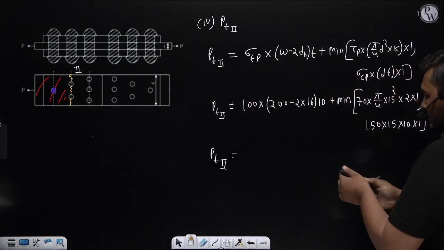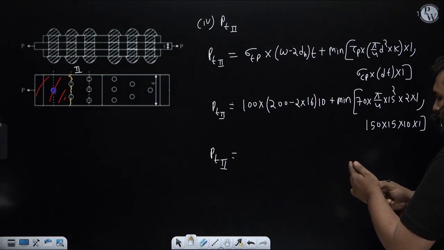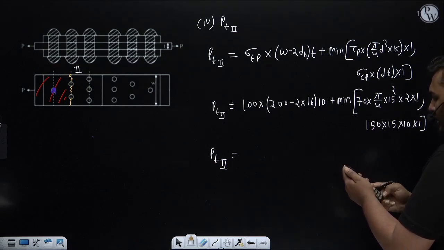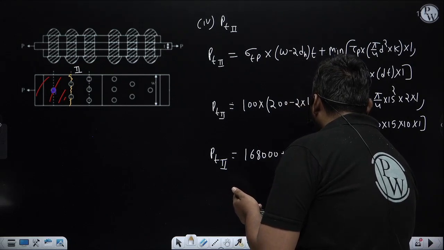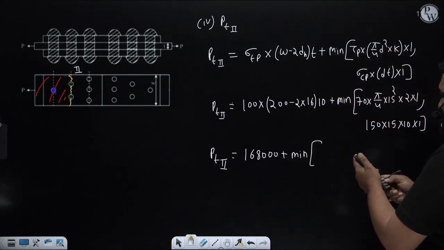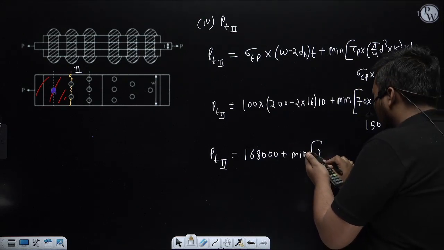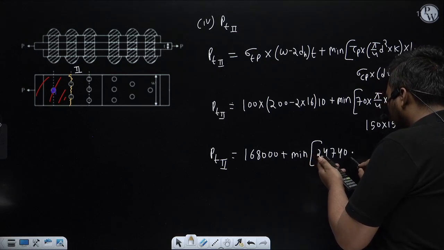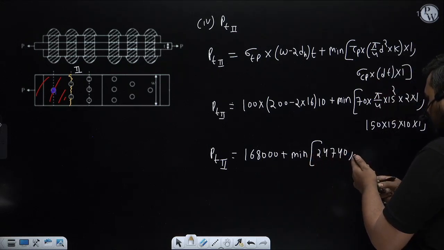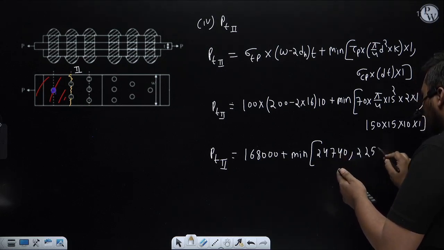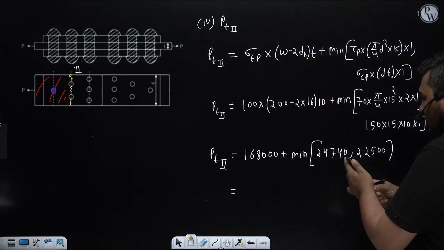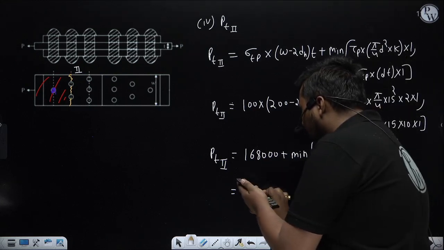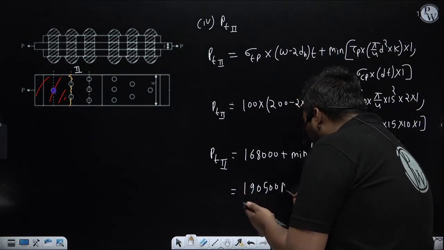Okay, if you calculate this, you will get the value of PT2. First I am calculating this term, 100 into 200 minus 2 into 16, into 10. It is coming 168,000, plus minimum of this and this. So first I am calculating this: pi by 4, 15 square into 2 into 70. It is coming 24,740 newton, comma, this is coming 150 into 15 into 10, 22,500. So the minimum value is this, so we will add this. Ultimately PT2 is coming 22,500 plus 168,000. It is coming 190,500 newton.